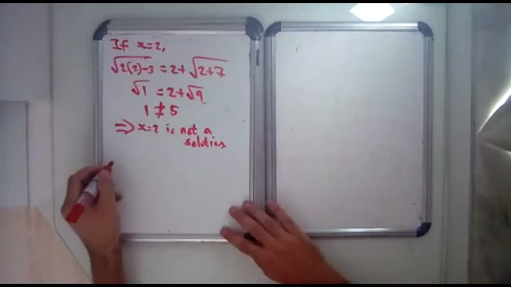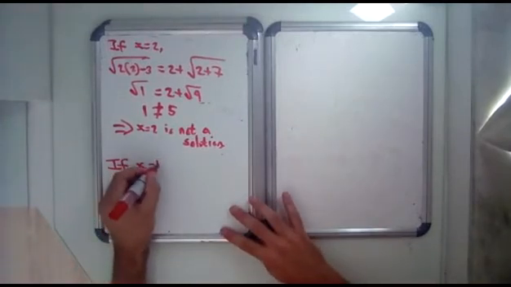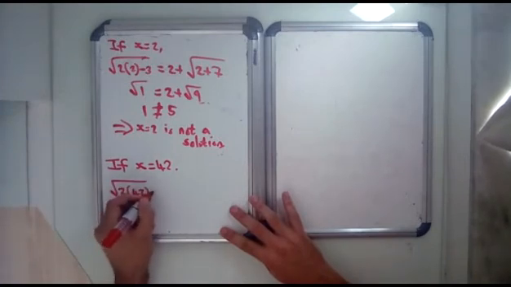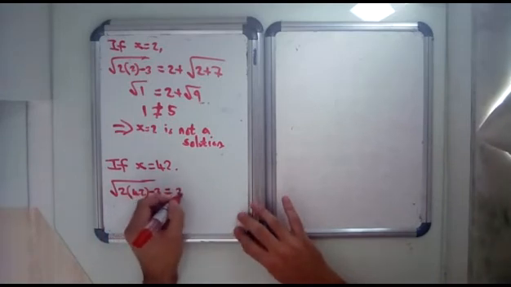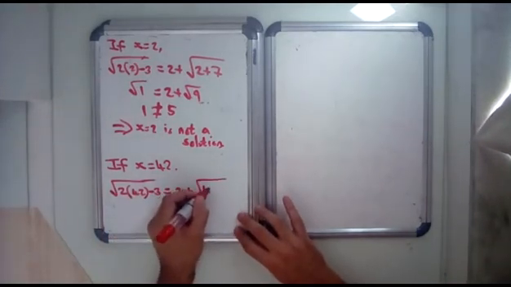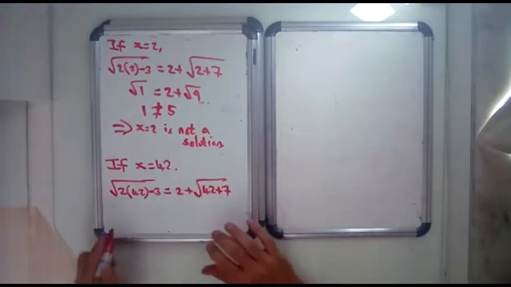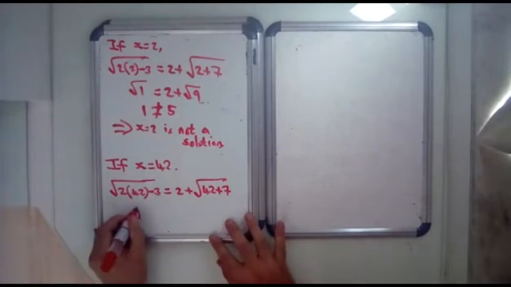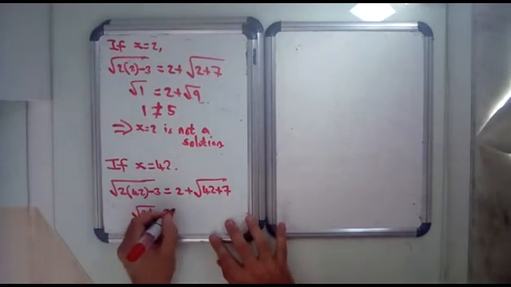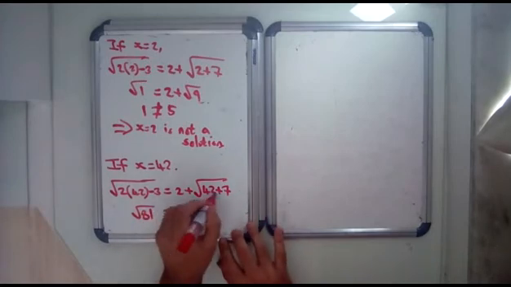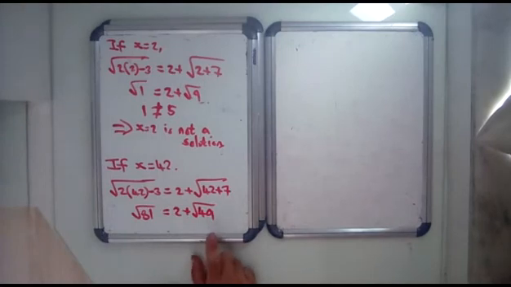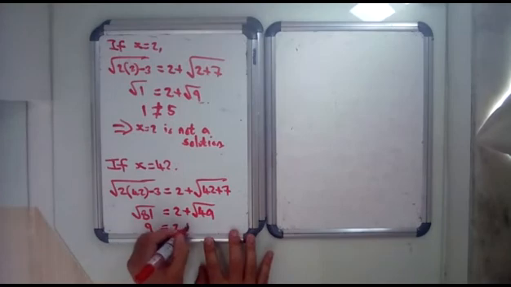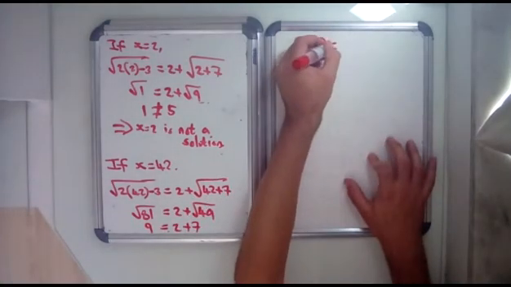If x equals 42, does root 2 times 42 minus 3 equal 2 plus root 42 plus 7? It's looking good. So 2 times 42 is 84. 84 minus 3 is 81. So does root 81 equal 2 plus root 49? So root 49 is 7. Root 81 is 9. So does 9 equal 2 plus 7? It does. 9 equals 9.